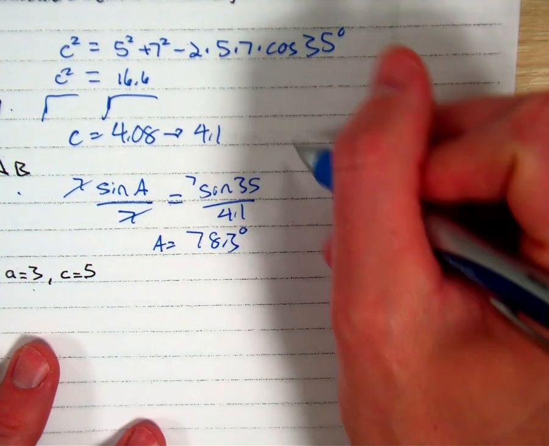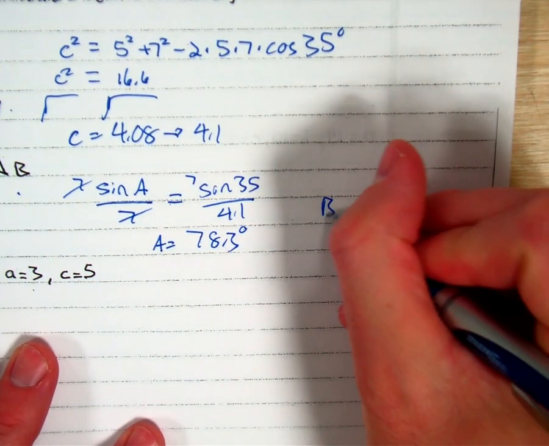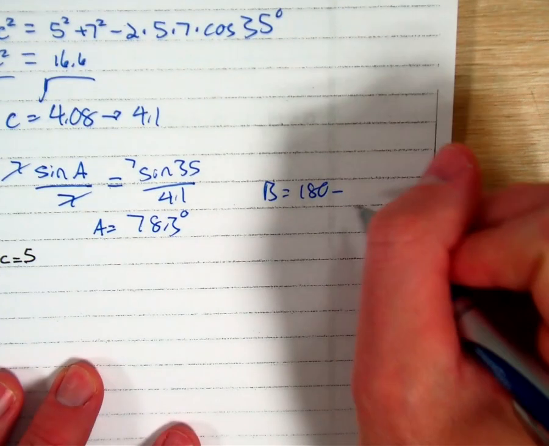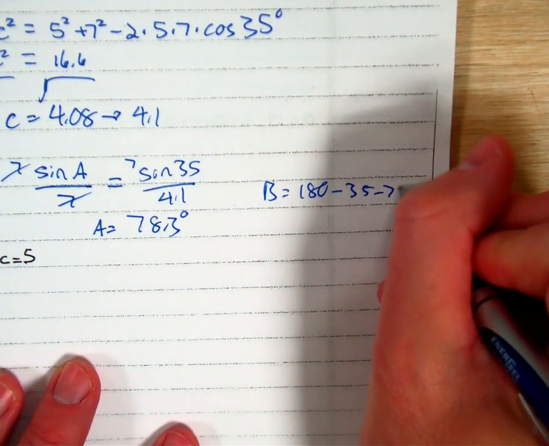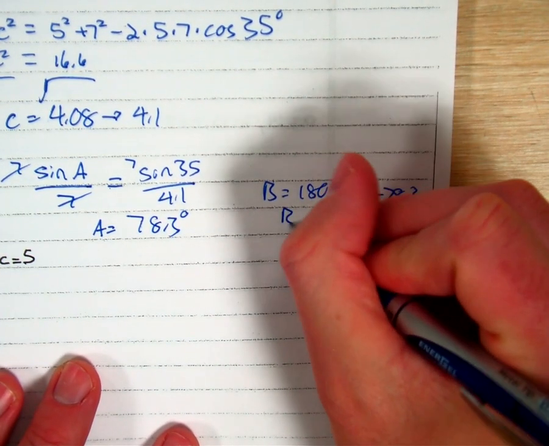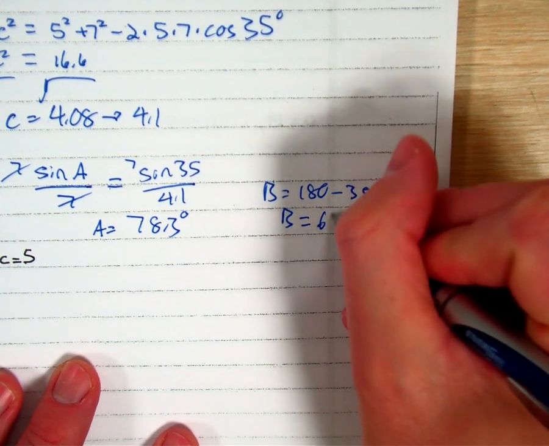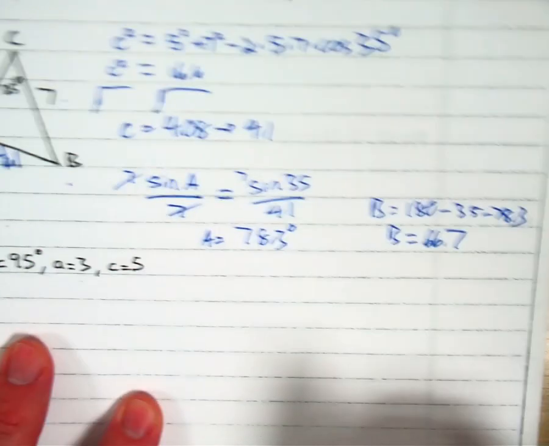Okay, and then to get our last angle, we do 180 minus. And we should get 66.7.